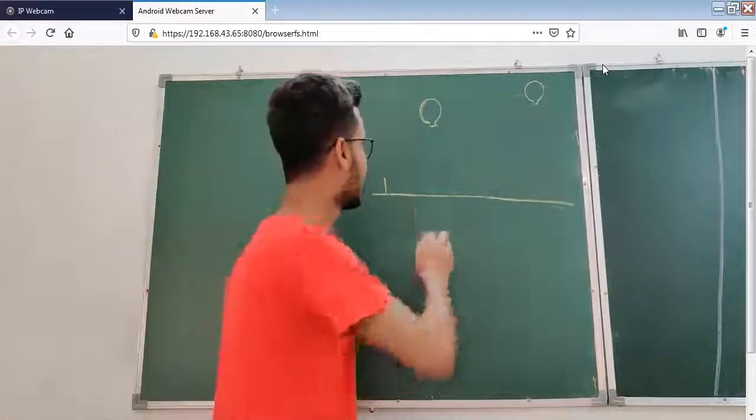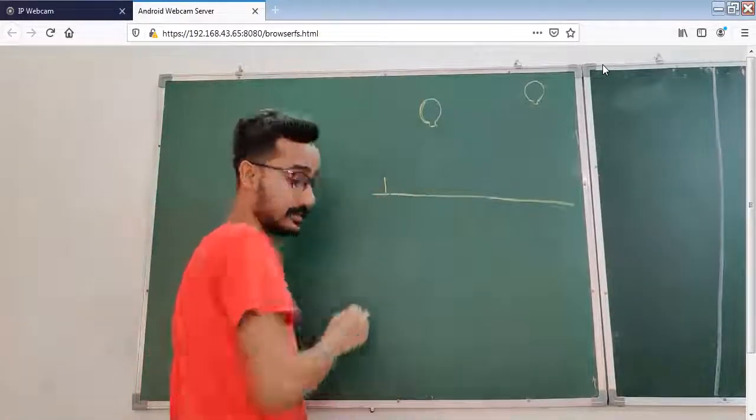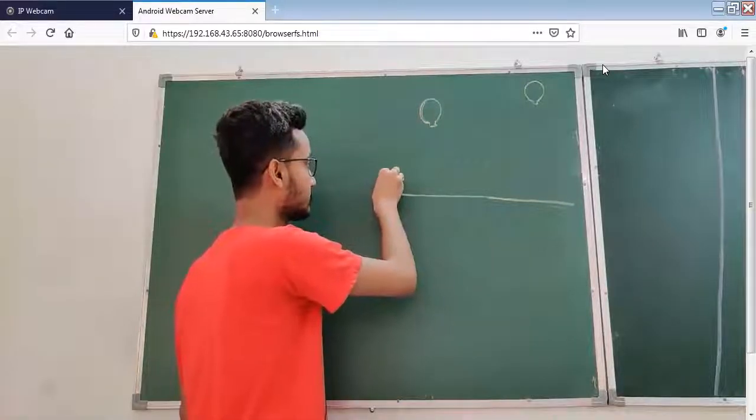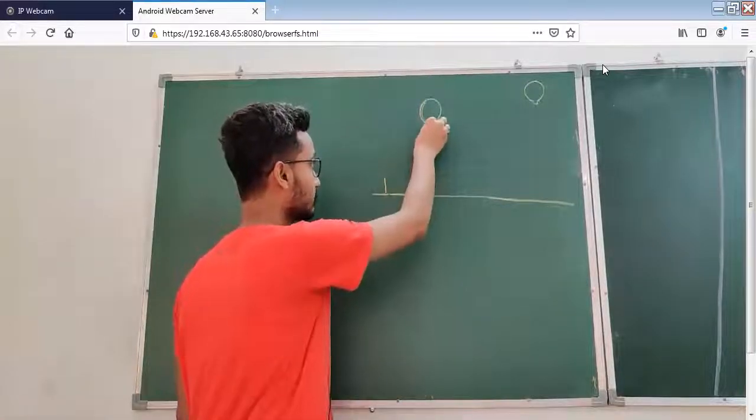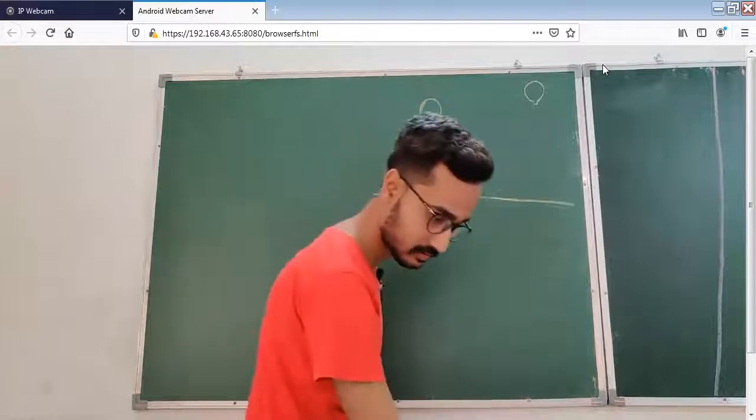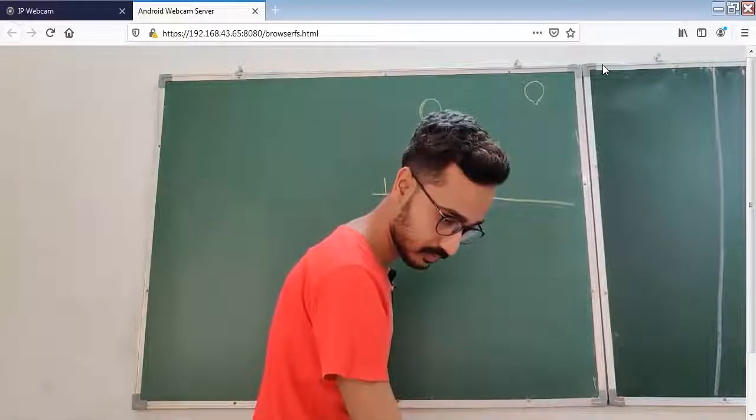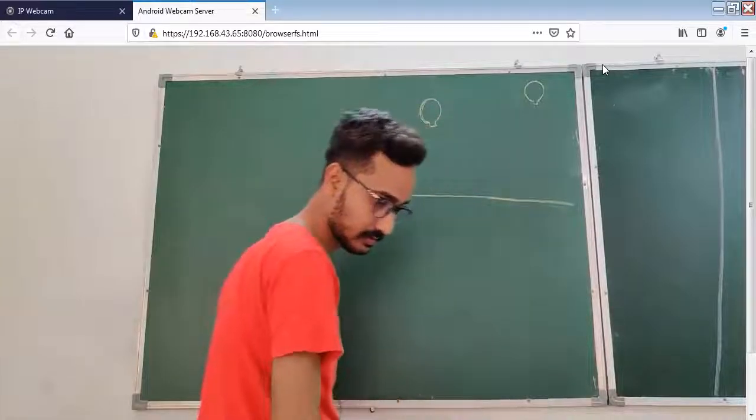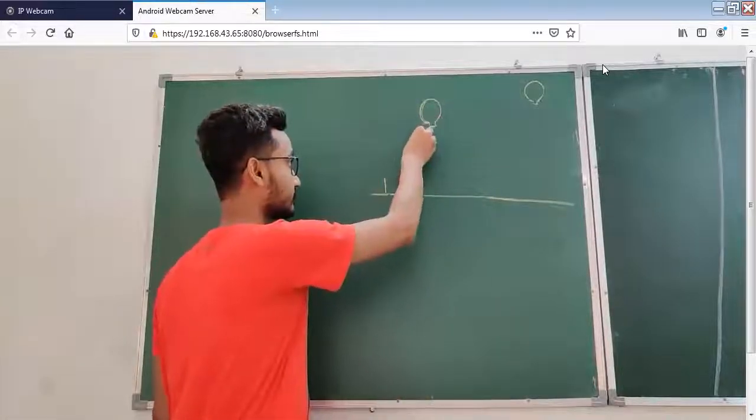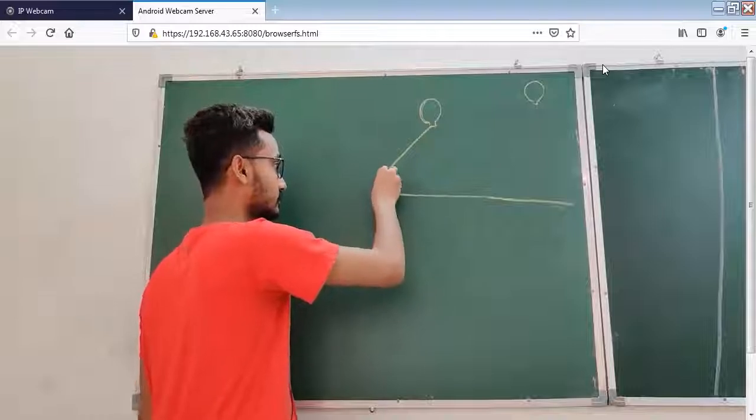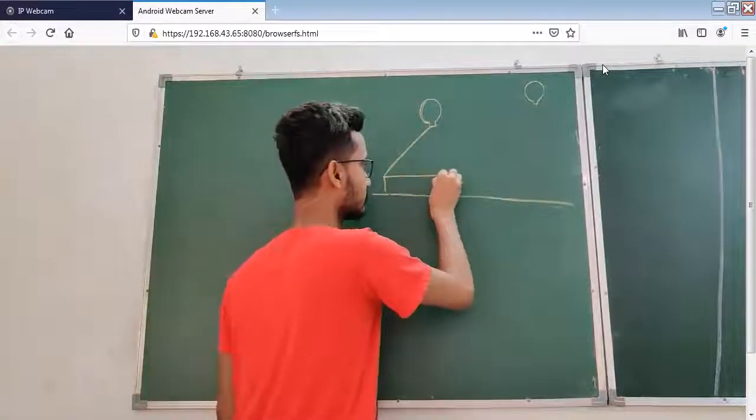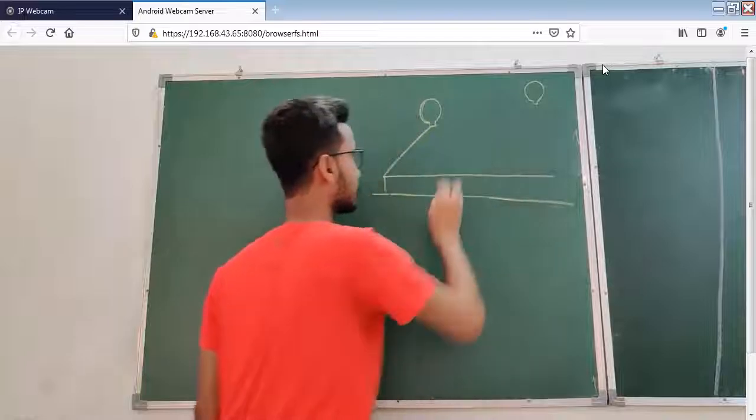Now see, here the angle of elevation is given. How much? It is given as 60 degree. This is the girl. So the angle of elevation is given from the horizontal line, and the angle at this instant is given as 60 degree. This angle is 60 degree.